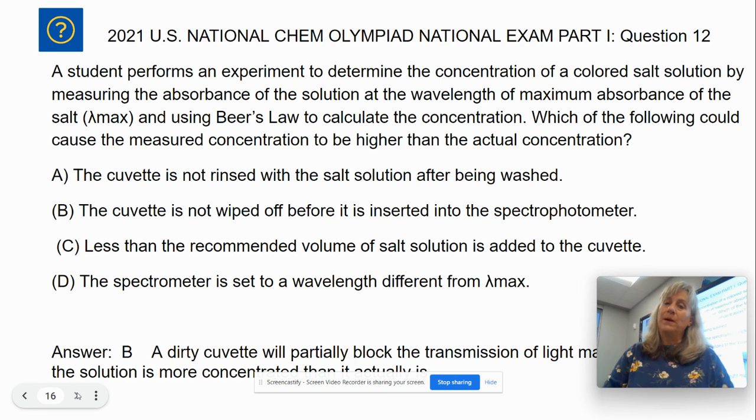All right, so I hope that would help. If you had any questions on how Beer's law is used and a little bit of spectrophotometer stuff used in the Chemistry Olympiad.